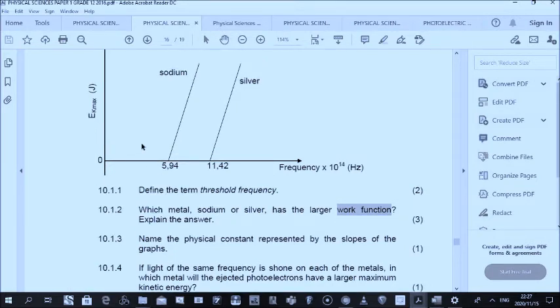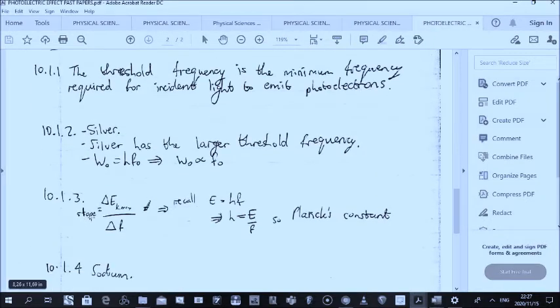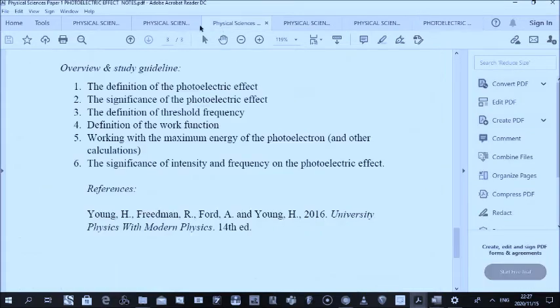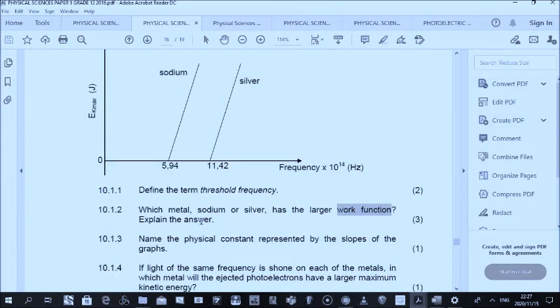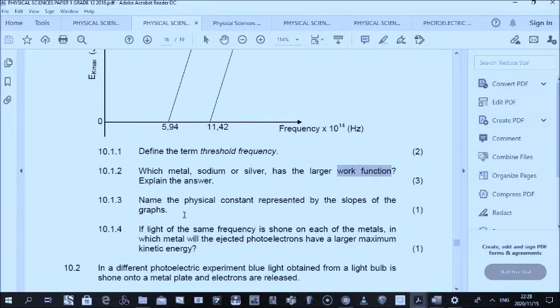So if you want to look at the slopes of these graphs, the change in energy divided by the change in frequency, you want to know what physical constant is represented. So the slope is that change in kinetic energy over the change in frequency. And from this, we just want to recall our expression here, that if we solve for h, E over f gives us h. So then the slope here is representing Planck's constant, because we're dividing energy over frequency, joules over inverse seconds, which is just joule seconds, which is a unit for Planck's constant.